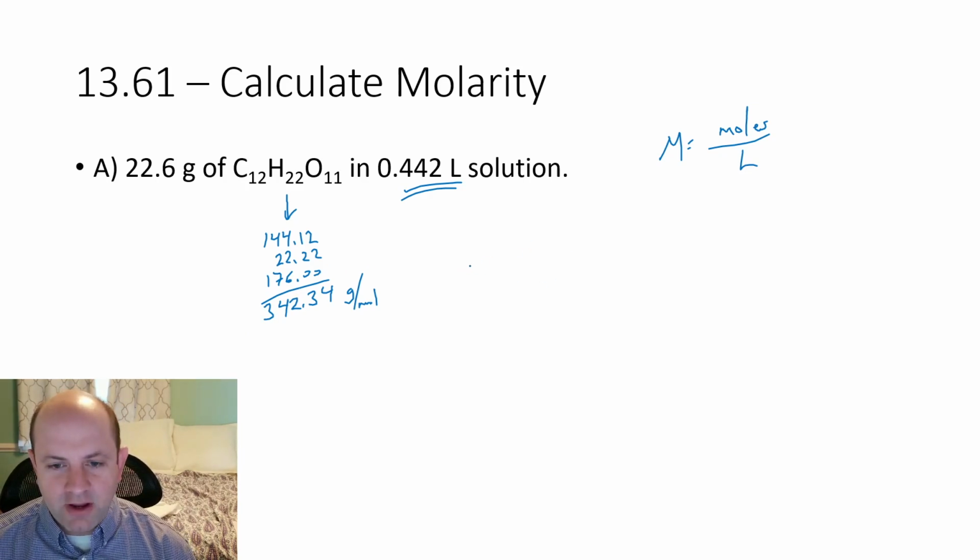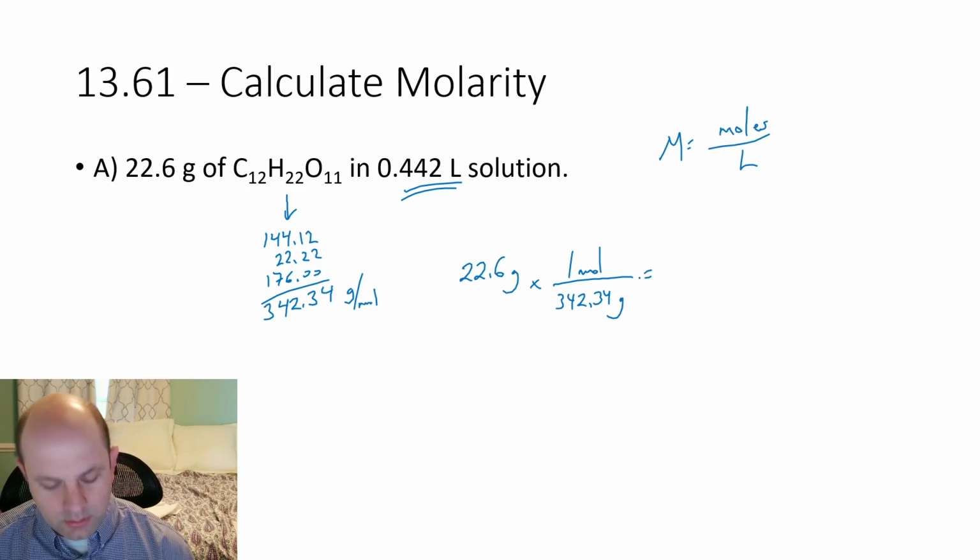Now we just set it up grams to moles. So 22.6 grams. Then we say, okay, that's 342.34 grams on the bottom, 1 mole on the top. So 22.6 divided by 342.34. We get 0.699 moles. And then we just plug it into here.